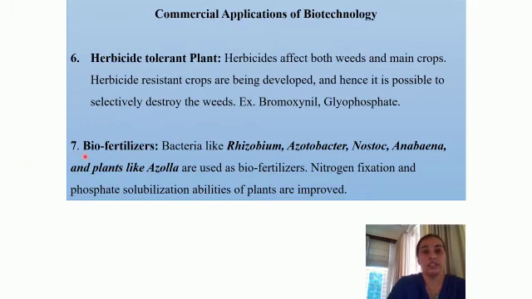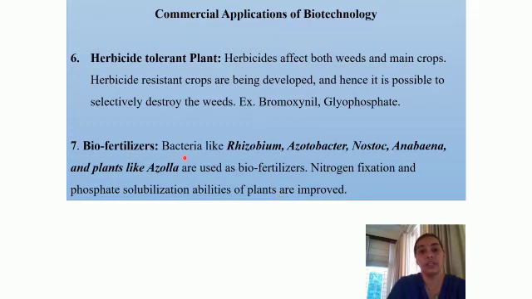Next is biofertilizers. Bacteria like Rhizobium, Azotobacter, Nostoc and Anabaena, and plants like Azolla are used as biofertilizers. Nitrogen fixation and phosphate solubilization abilities of plants are improved. Now we know that nitrogen, phosphorus and potassium are basic requirements of any plant. And plants cannot take up the nitrogen directly from the air. So that has to be converted into nitrogen compounds, only then they can be taken up.